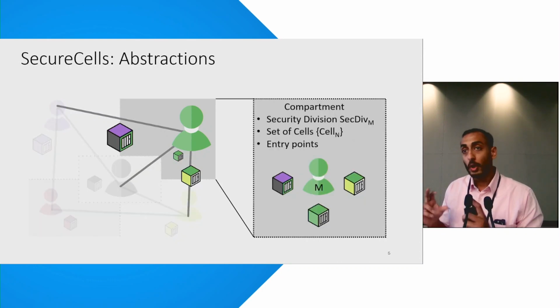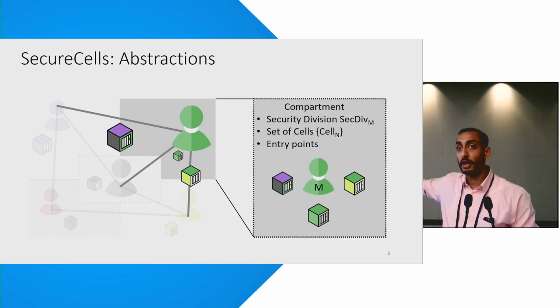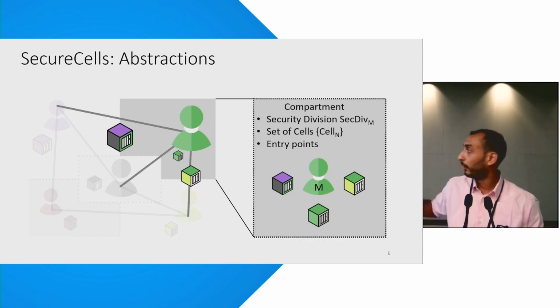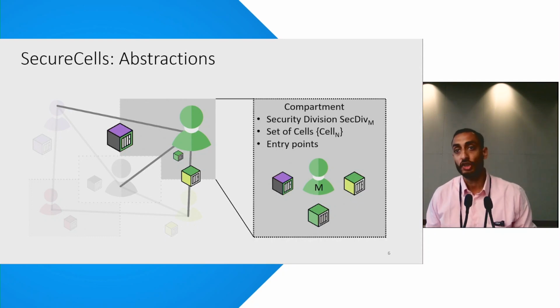Zooming in on one specific compartment, we see that we assign this compartment to a security division with an identifier M. It has access to a few data regions, which I show here. The green one on the bottom is private to itself, whereas the two other multicolored data regions are shared between compartments. Also, it has a fixed set of entry points, which other compartments can use to communicate with it.